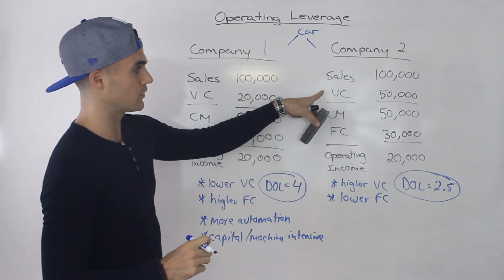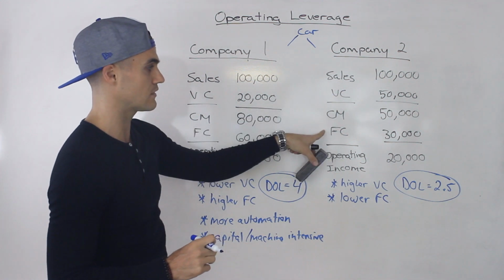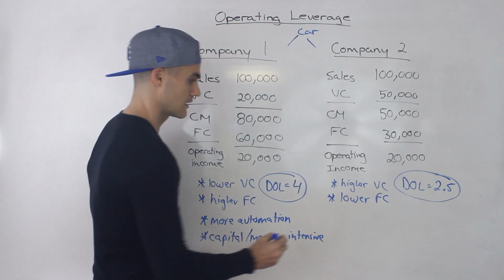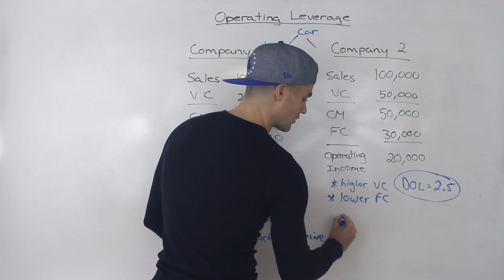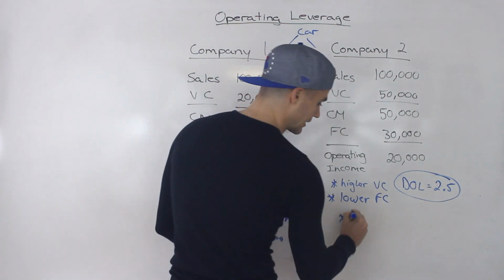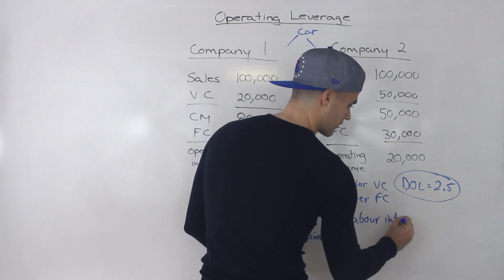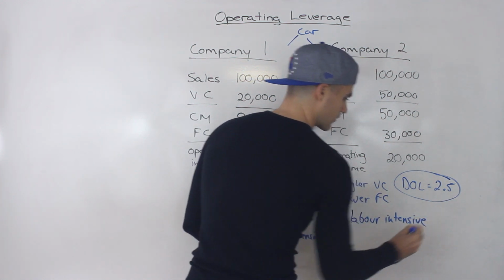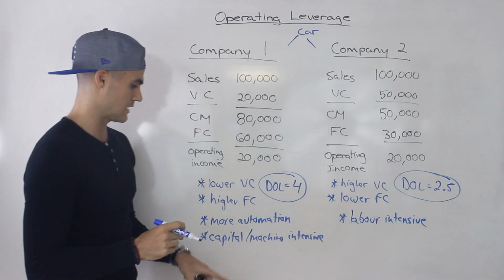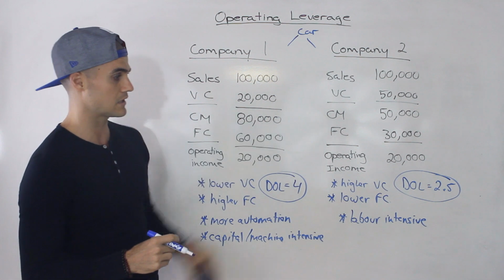Versus a company like this where the variable costs are higher for that same level of sales and the fixed costs are lower, this company here, there's going to be more people working there. There's going to be more direct labor. It's going to be more labor intensive. Right? So not as much automation, not as many machines in a company like that.